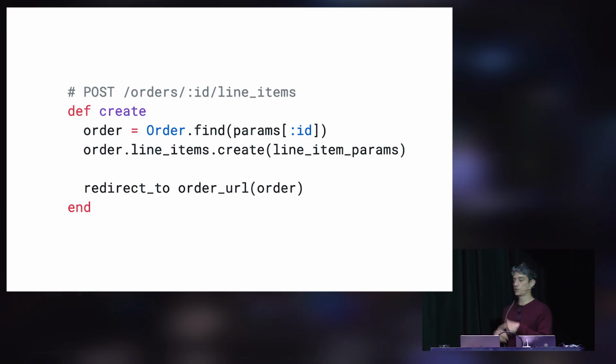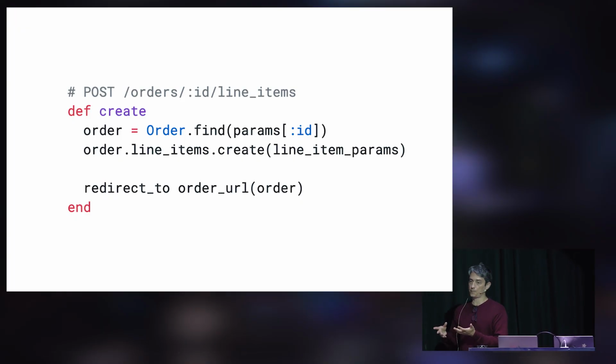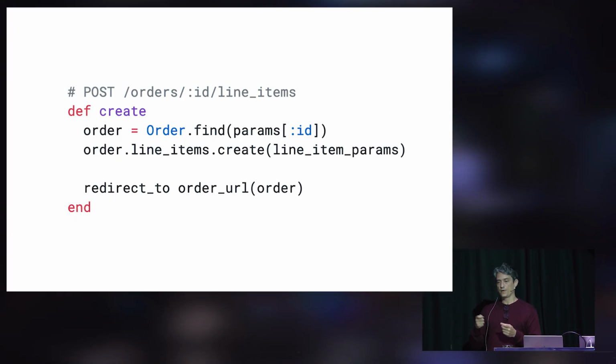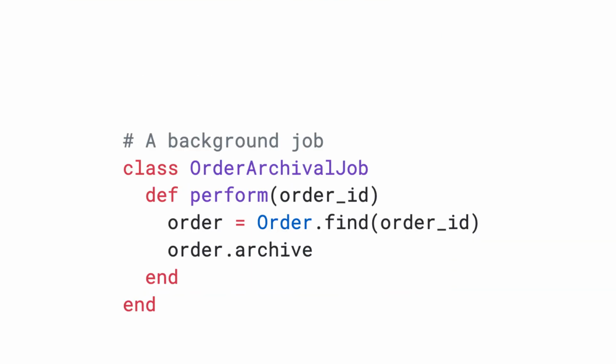This is another case. This is not a web controller. This is a background job. And here, again, we do something with the model. We grab an order, and this time we archive it or something like that.